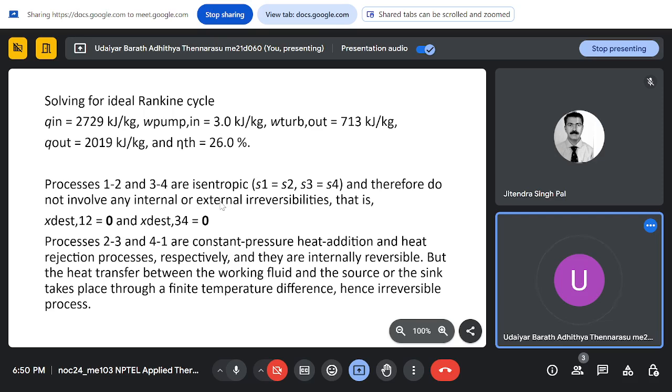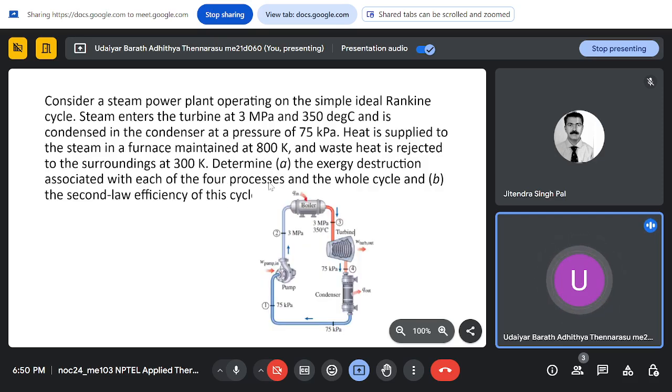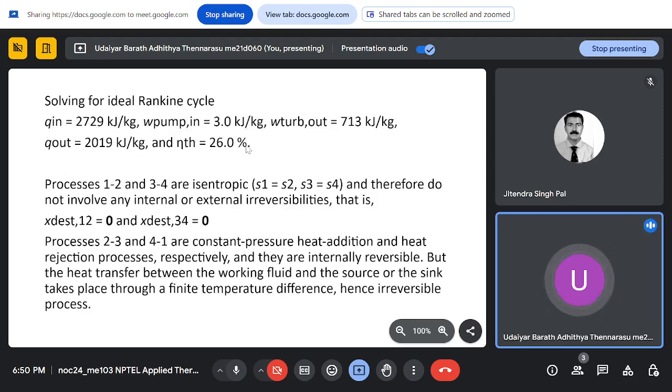From here, the first part is we need to find out the exergy destruction associated with the 4 processes. What we know is that 1 to 2 and 3 to 4 are isentropic processes. That is the compression or pumping process, and the turbine, because it's an ideal Rankine cycle, both are isentropic processes. So there will be no irreversibilities because the entropy is constant; there is no entropy generation. So both internal as well as external irreversibility are 0, and the exergy destroyed, which is T naught times delta S, will also be 0.